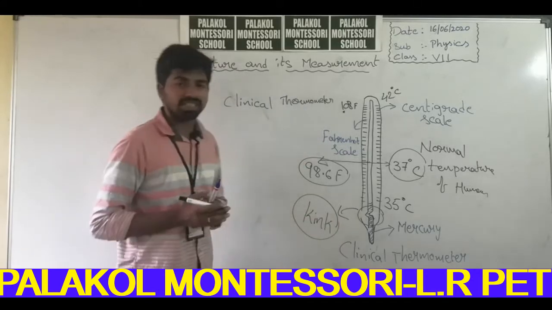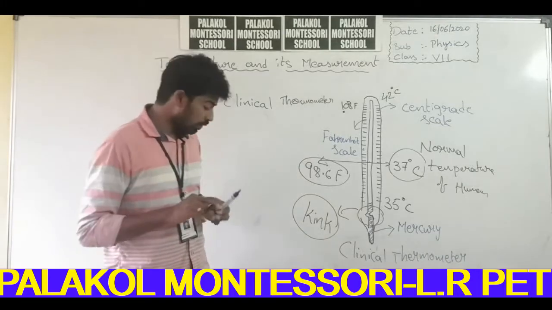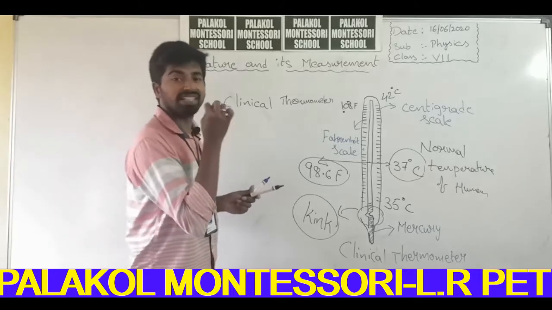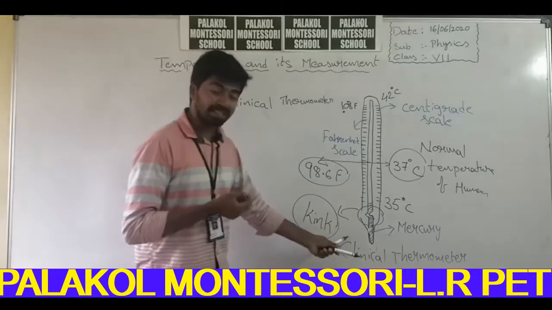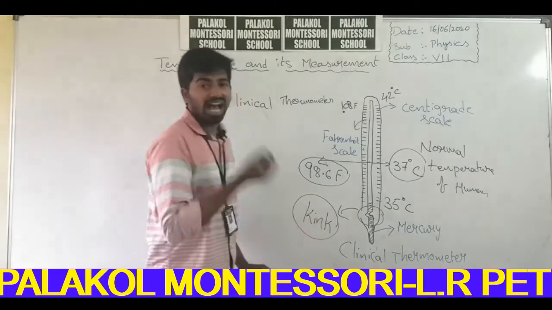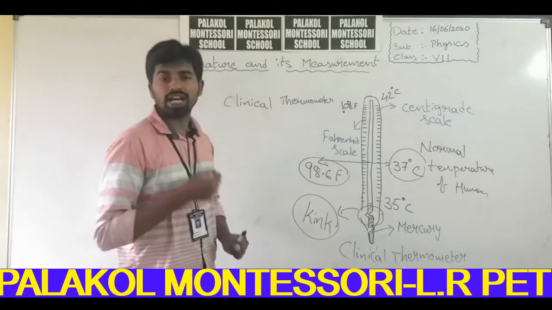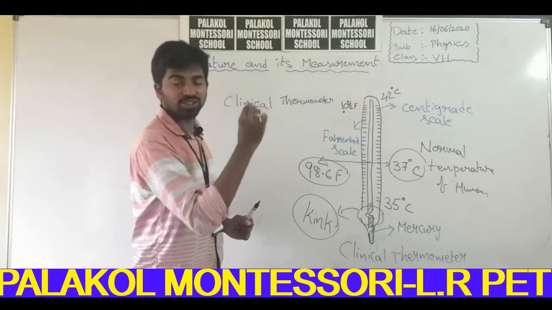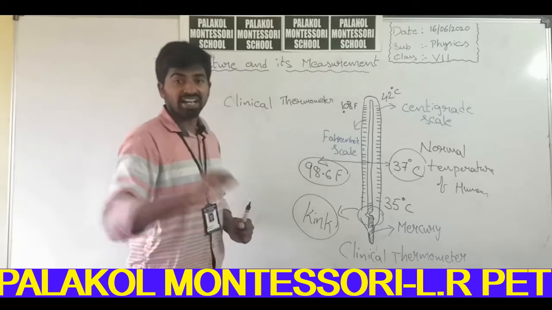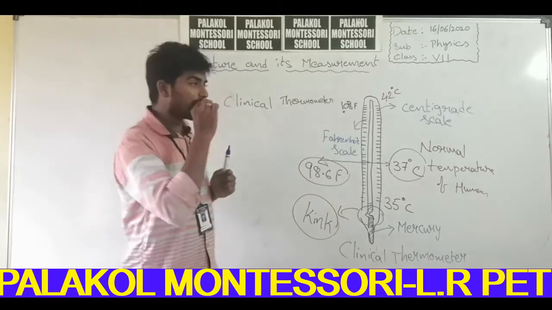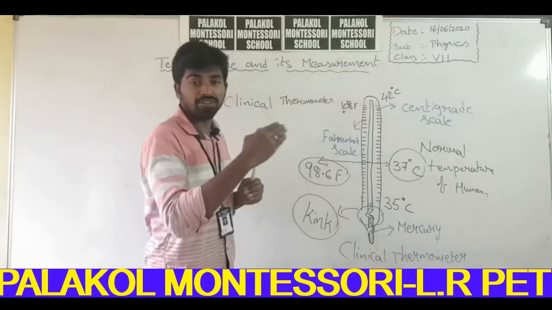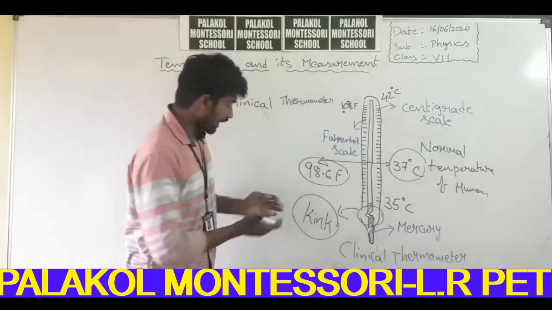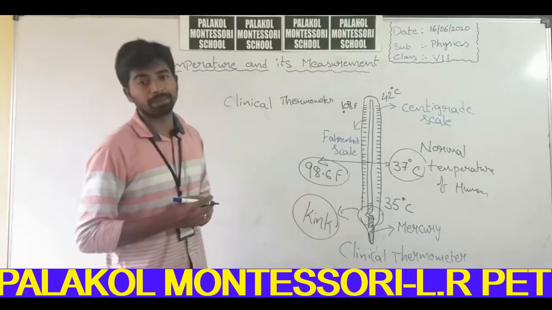What is the purpose of this kink? Whenever you are measuring the human body temperature, how will you measure? You have to place the clinical thermometer under the tongue or under the armpit. After some time, you have to remove it and take the readings. While you are removing it, the mercury level may fall. Because of this kink, it will prevent the fall of mercury.